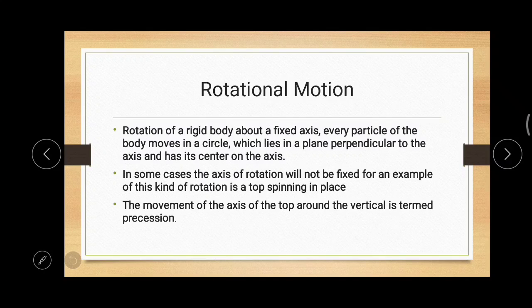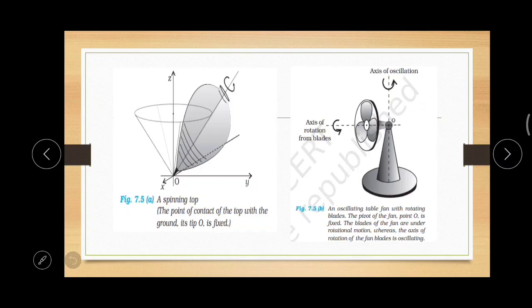In some cases, the axis of rotation will not be a fixed one. The direction of the axis of rotation changes. An example is the rotation of a top spinning in a place. You can observe here that its sharpened edge is fixed at the point O, but the top is moving, and the axis of the top is moving in various directions.